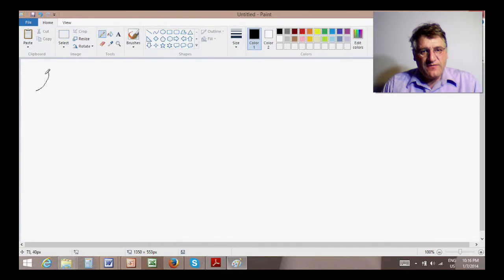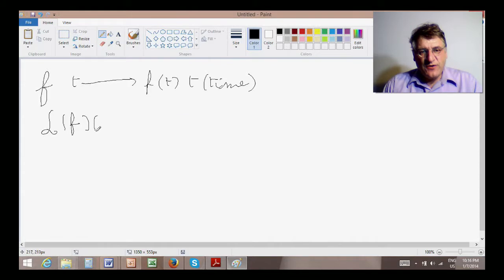So, given a function f that takes t and maps it onto f of t, remember that t is time, then the Laplace transform of f, which is a function of the complex variable s, is the integral from 0 to infinity of e to the minus st f of t dt.